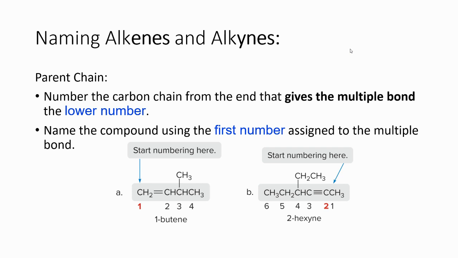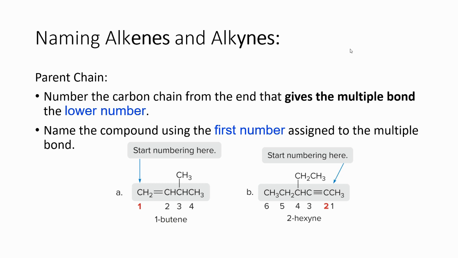Okay, so you have these rules. We're just going to go through the rules together. So you're going to number the carbon chain. Remember, we're finding the longest carbon chain. Number it so that the double or the triple bond, the multiple bond, is at the lower number. So start from the end closest to the double or triple bond. And then name the compound using the first number assigned to the multiple bond.